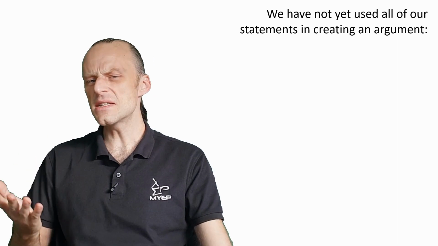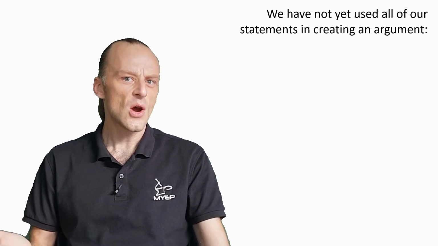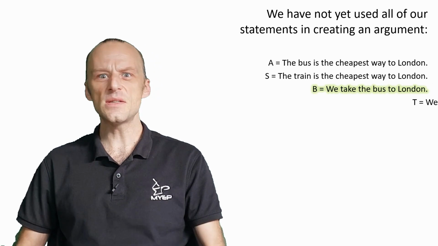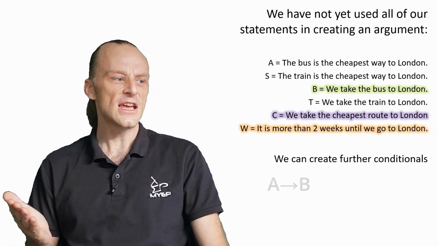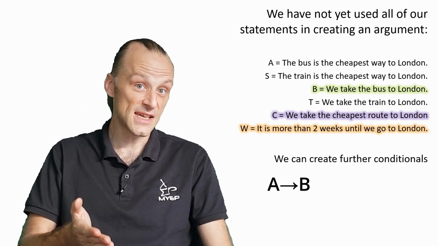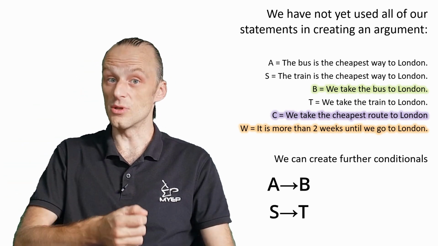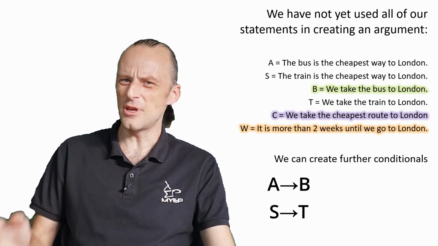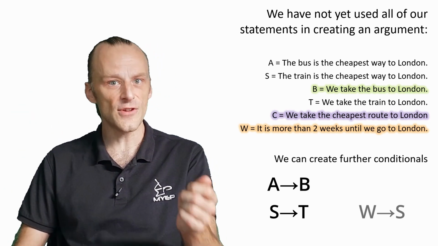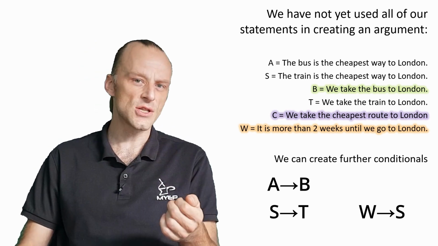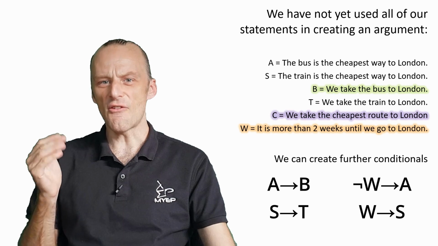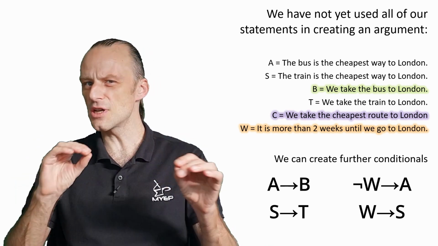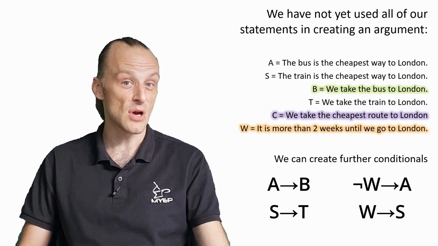There are several of our statements that we still have not used. We need to somehow link the cheapness of the ticket with the way in which we will travel. This is probably going to need some conditionals. Since we will take the cheapest option, if the bus is cheapest, we will take it, and if the train is cheapest, we will take it. And we can include the timing of our journey by saying that if it is 2 weeks ahead, then the train is cheaper, and if it is not, then the bus is cheaper. This gives us 4 conditionals which describe contrasting situations where the bus and the train might be cheaper.